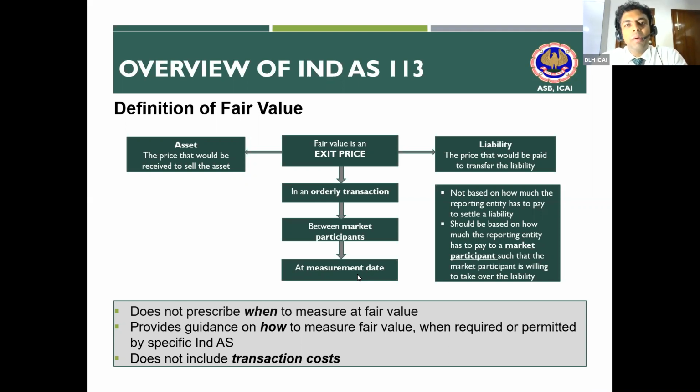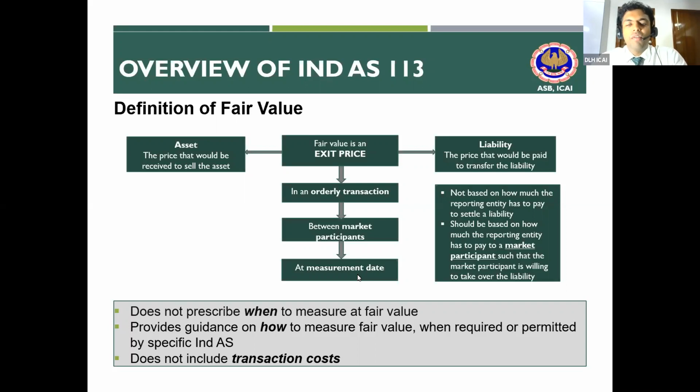What is a market participant? Market participant means the market people, the buyer and the seller. That means these are not related parties, right? Those market participants must be knowledgeable. They have a reasonable mindset and they want to enter into a transaction. That is what a market participant is. And at the measurement date, so on the date of recognition of a transaction, what is the market price which has been entered between the market participants in an orderly transaction? So it should not be a structured transaction. In an orderly transaction, that is called fair value.